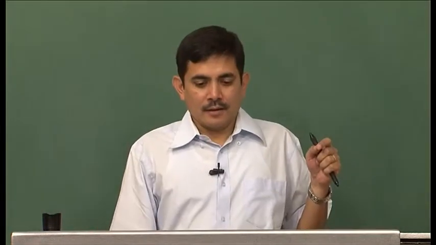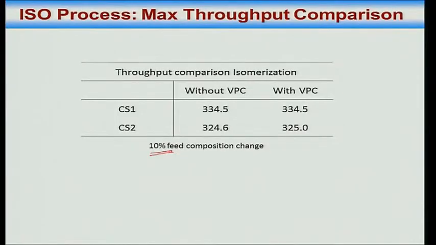Okay. Well, so now it just took a 10% feed composition change. And what this is showing is that maximum achievable throughput is 334.5, I don't know, kilomoles an hour probably. Okay, in CS1, and it remains the same. CS1 is CS1, there is no VPC there, right? CS2 with VPC you get a slight improvement, and it's very slight because the loops are long. There's almost no improvement between this and this, but you can compare this and this.